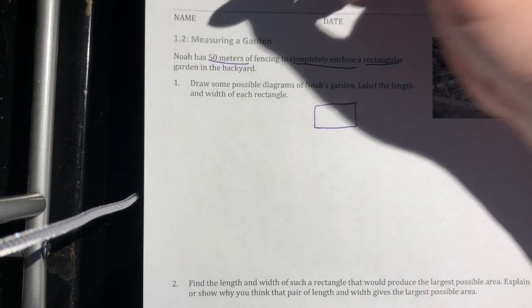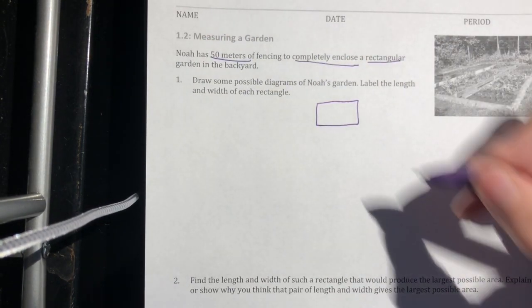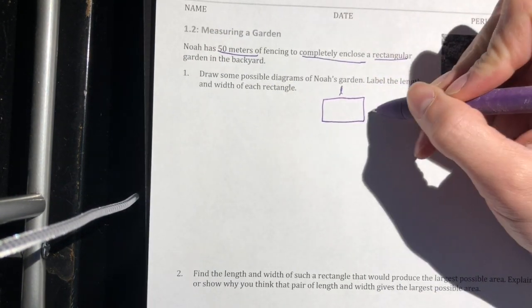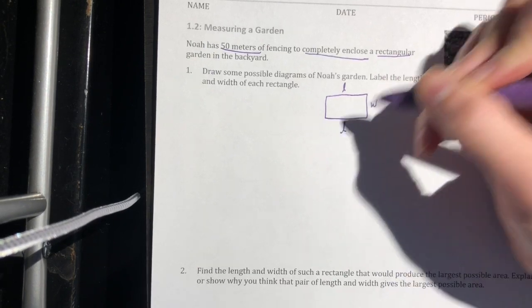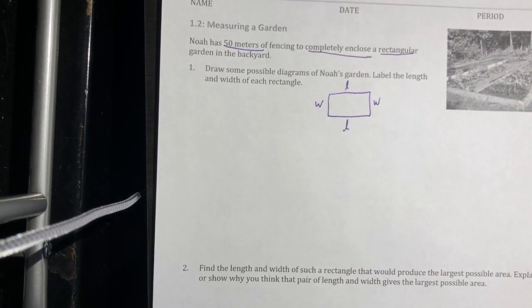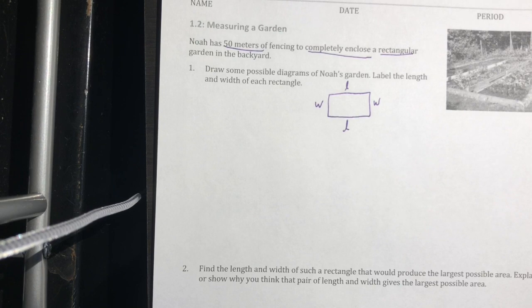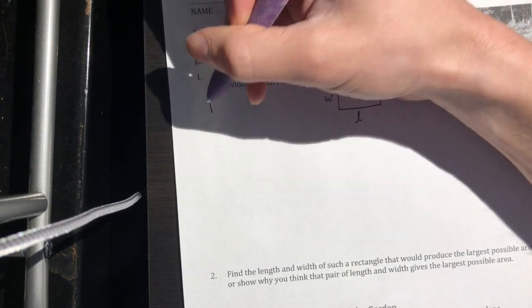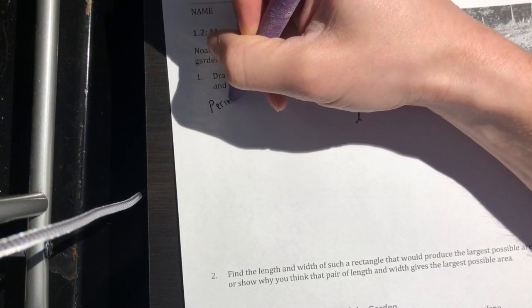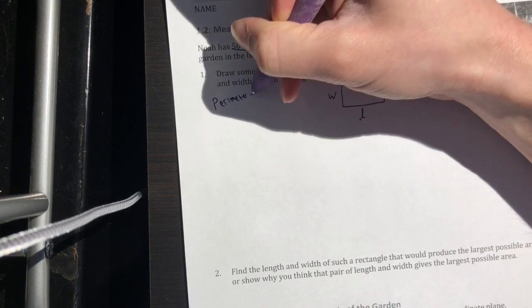And we have 50 meters of fencing. So rectangles, they got length and they got width. Length's got to be the same on both sides. Width's got to be the same on both sides. So I know my perimeter has got to be 50.